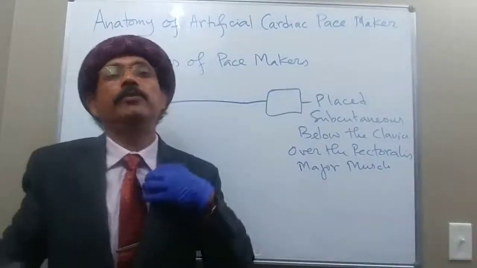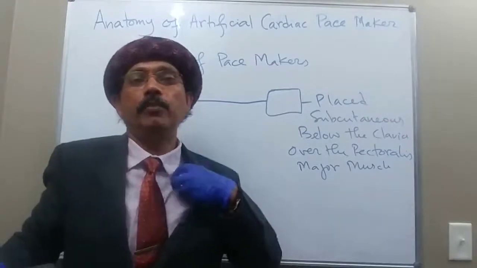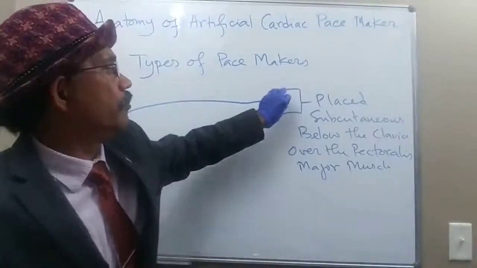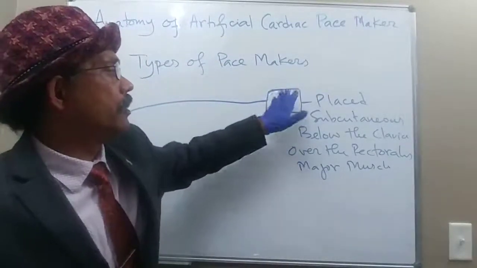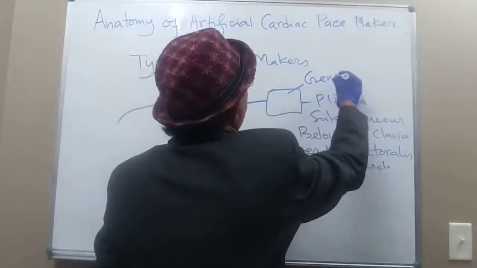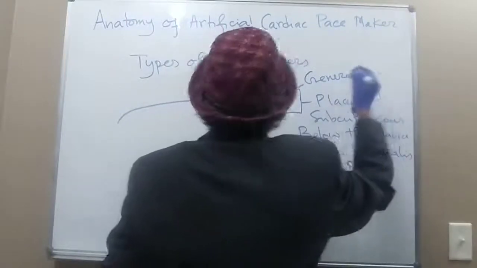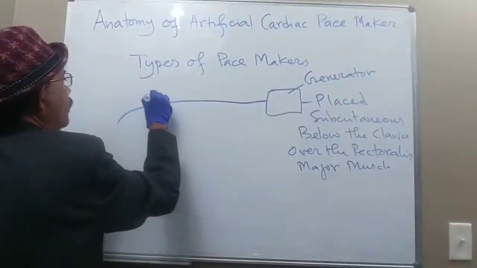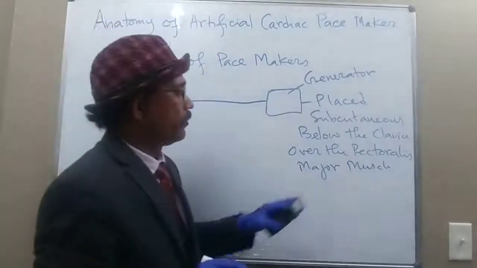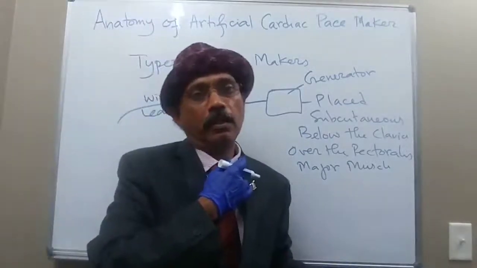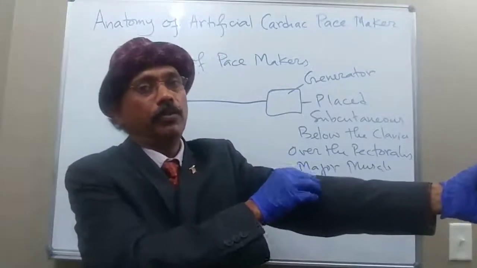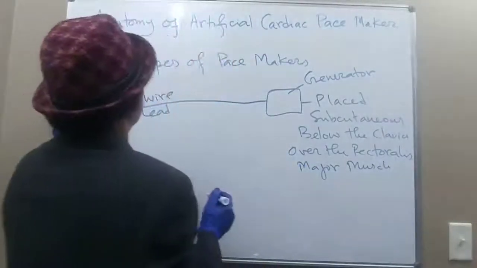An incision is made, the skin is opened, and a pocket is produced. In the pocket, the surgeon places this generator for the impulse. This is the lead, or wire. It should be just under the clavicle, but in an emergency situation, it may be in the cubital fossa.